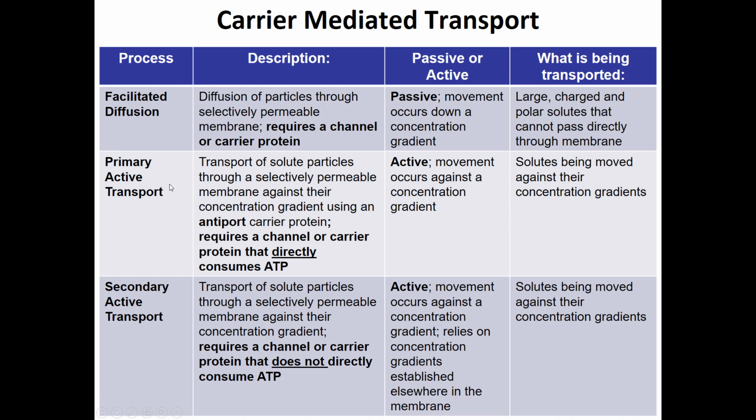As you move to the next example, you're looking at primary active transport. By definition, it's the transport of solute particles through a selectively permeable membrane. The difference here is that now they're moving against their concentration gradient. They'll use a carrier protein known as an antiport, and this is going to be considered active. Again, this is active, meaning it requires ATP. As it says in the definition, this is solute that's moving against their concentration gradient. Keep in mind that once again, we are looking at movement that requires a channel or a carrier protein.